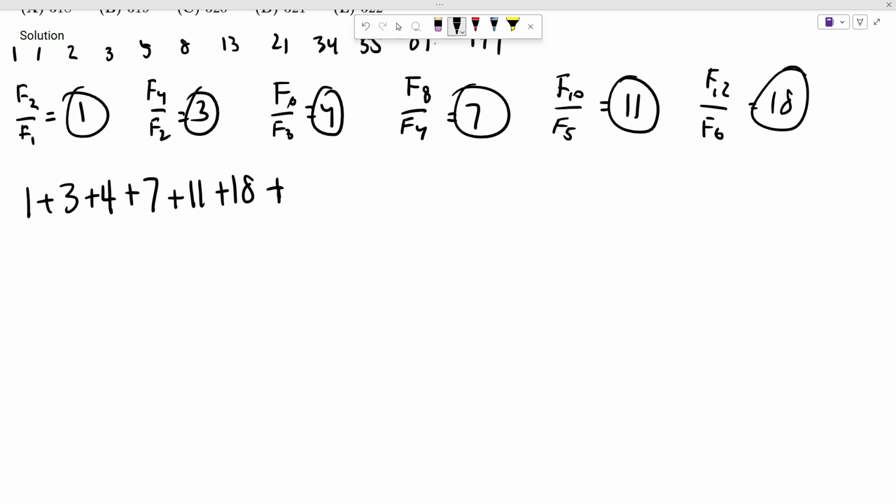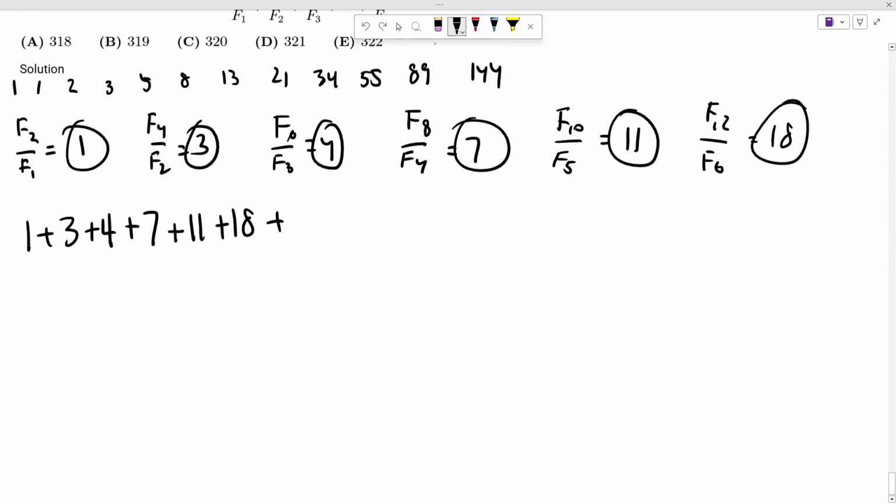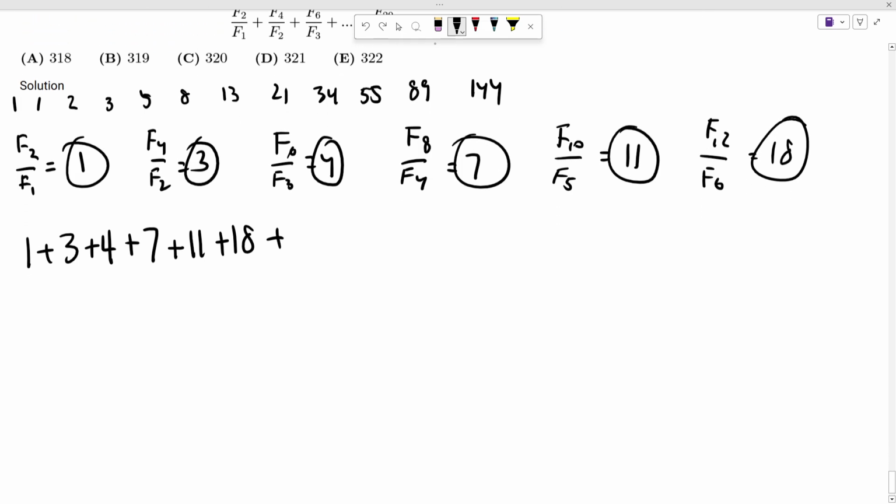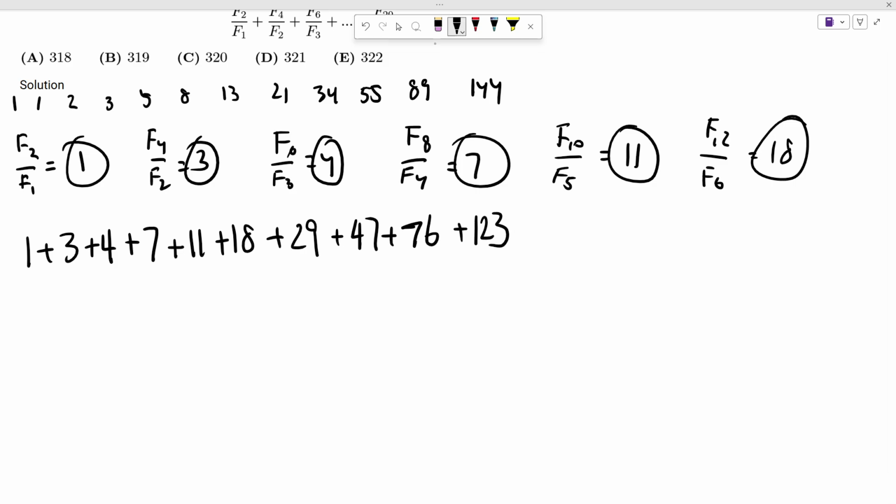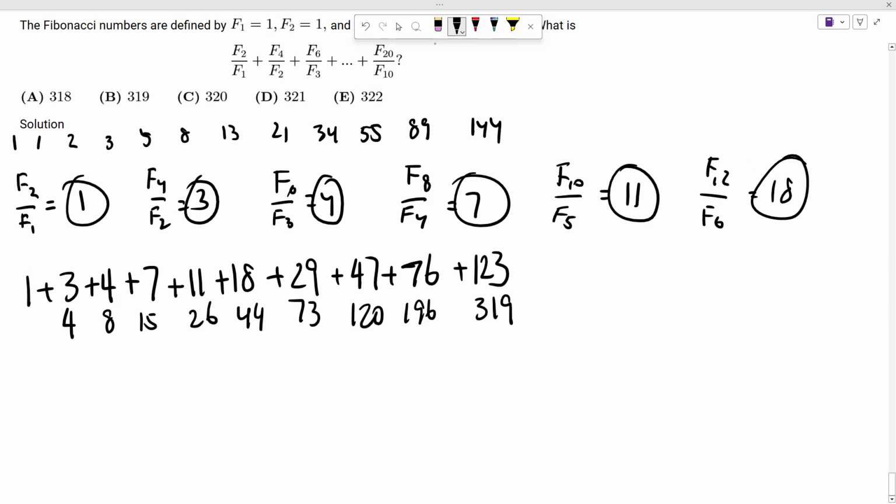And we just want to find the first 10 of these, because it goes on up to F20 over F10. So we get 29 is the 7th one, and then 47 is the 8th one, and then 76 is the 9th one, and then 123 is the 10th one. So now let's just add these up. We get 4, we get 8, we get 15, we get 26, we get 44, we get 73, 120, 196, 319. Our total sum is 319.